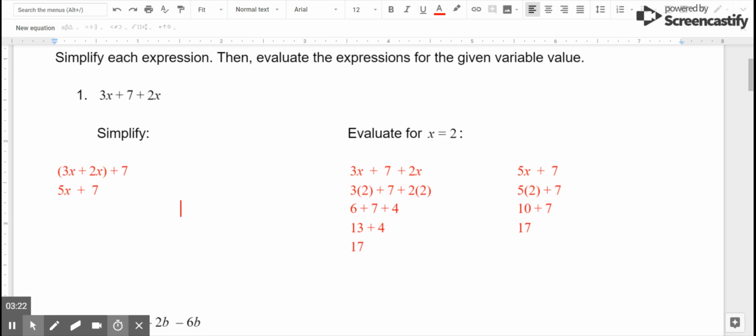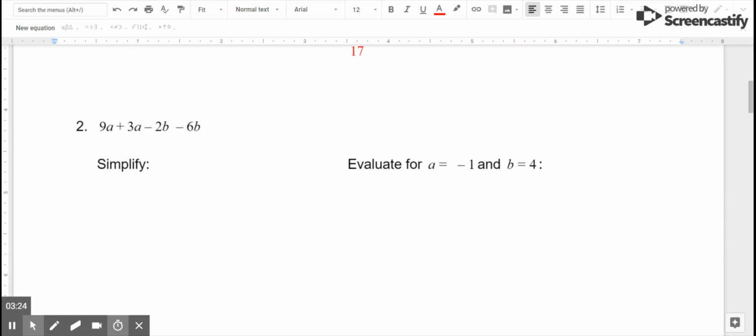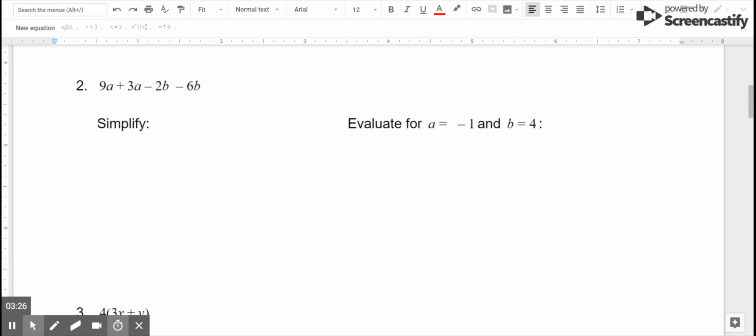Let's take a look at number 2. Number 2 says 9a plus 3a minus 2b minus 6b. You should have simplified on your own already. I don't really need to reorder any of this, so I don't need to use the commutative property of addition at all, but I will be using the associative property of addition, which is the one that tells me that I can group my terms however I'd like.